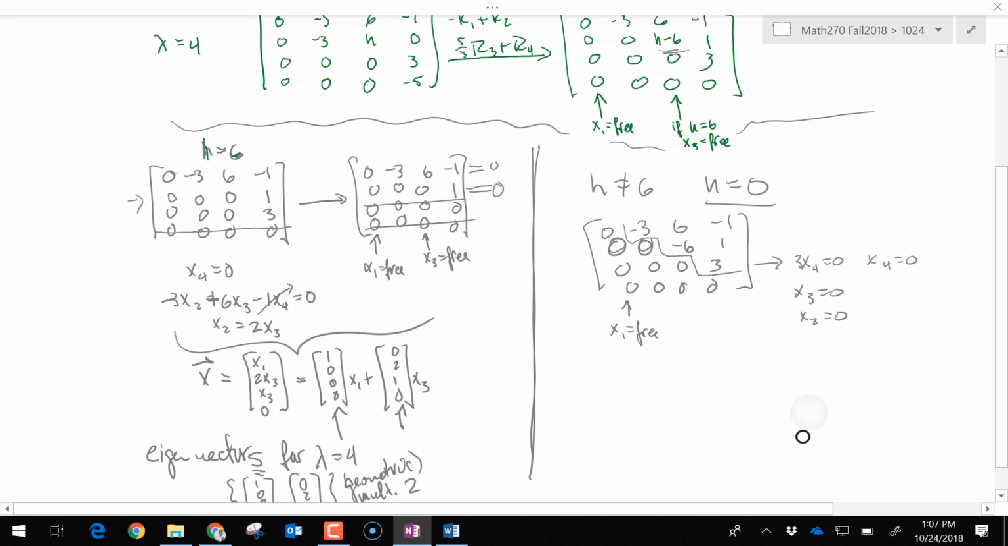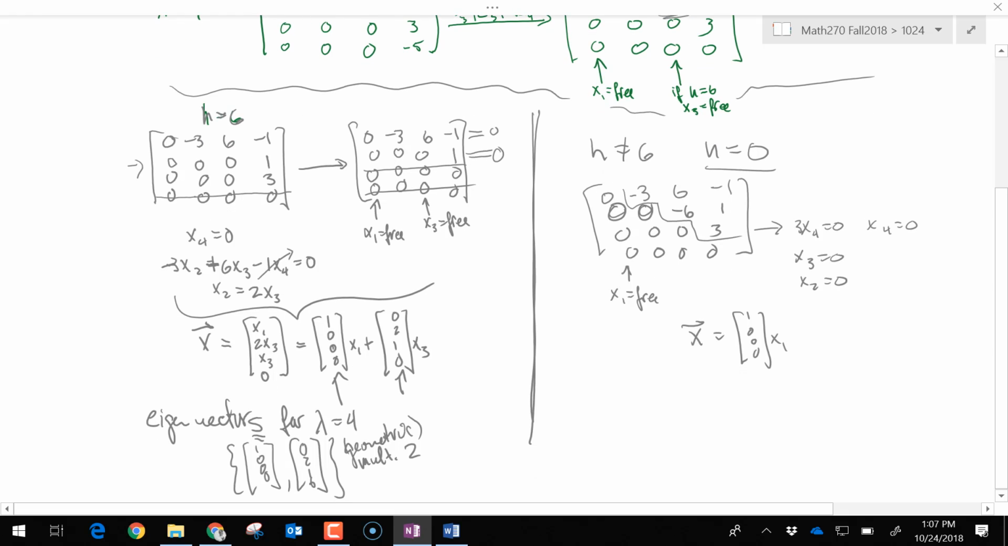So then I only have one vector here to span the null space. So the null space for this is only one dimensional. The eigenspace for this would be the span of these two vectors. The eigenspace for this is only one dimensional, the span of only this one vector.